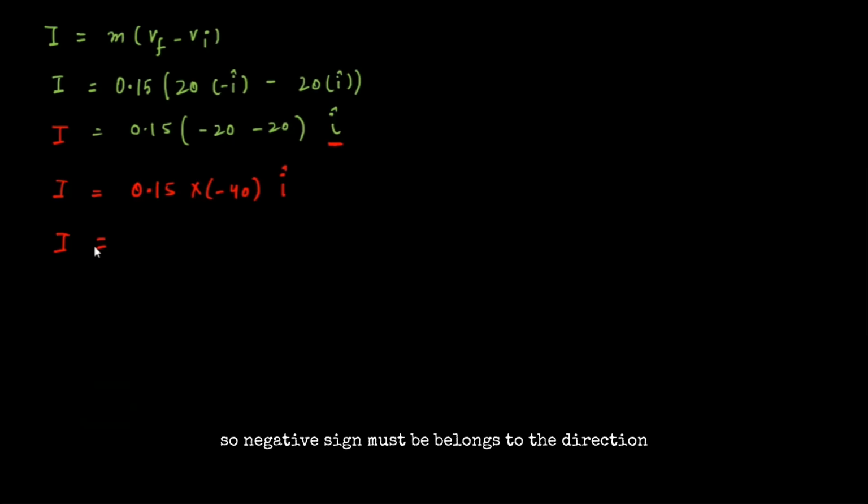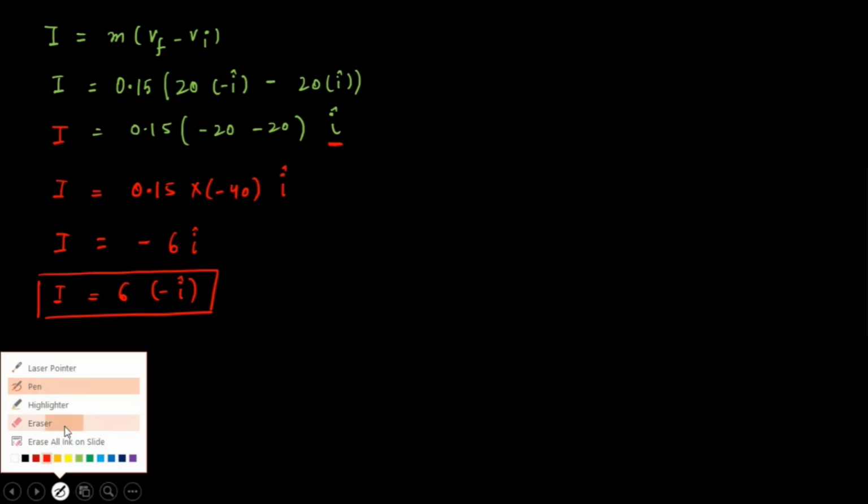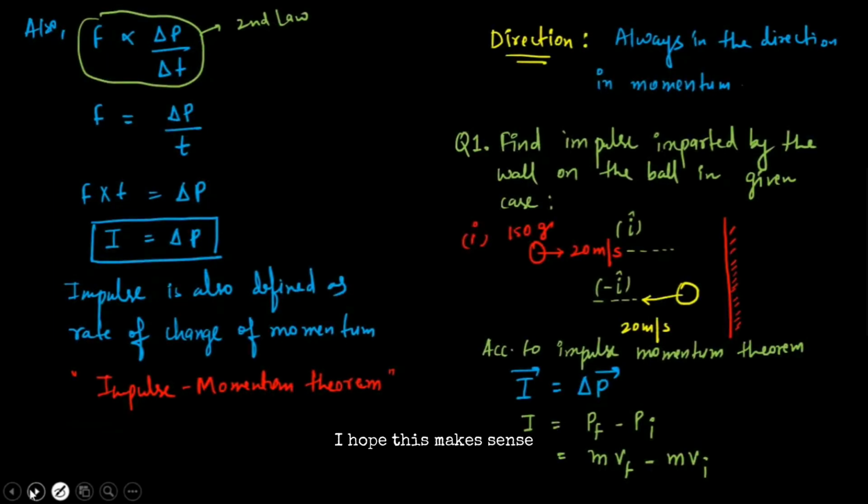So the negative sign must belong to the direction. Here we can say it is going to be negative 6 i cap, or I would write it as 6 negative of i cap. So this is going to be the impulse in this particular case. If we talk about its unit, we can write Newton seconds. Also, we can write the unit of momentum. What is the unit of momentum? Kilogram meters per second. This is how you're supposed to find the impulse in this case. I hope this makes sense.